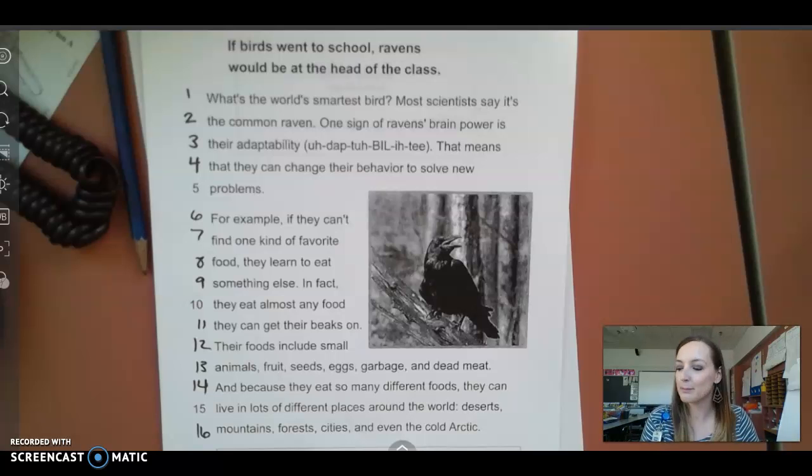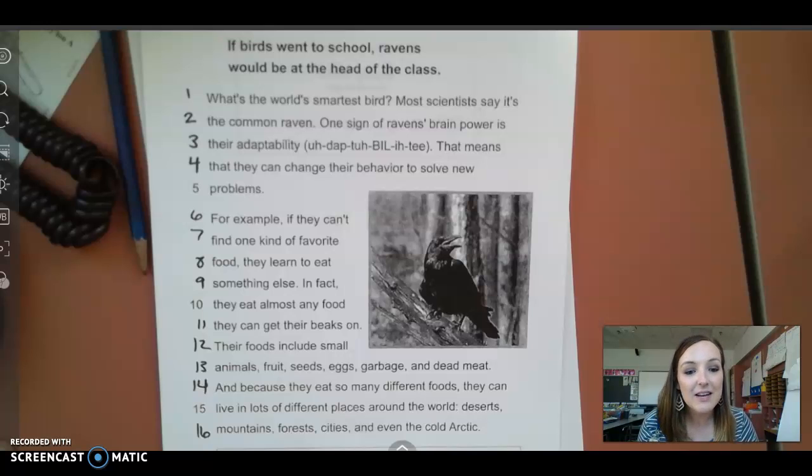All right, here we go. If birds went to school, ravens would be at the head of the class. What's the world's smartest bird? Most scientists say it's the common raven. One sign of ravens' brain power is their adaptability. That means that they can change their behavior to solve new problems. For example, if they can't find one kind of favorite food, they learn to eat something else.